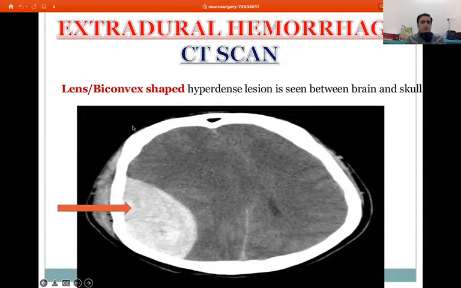It is considered lens-shaped, biconvex, because the dura is densely adhered at the suture sites in the skull. Here the blood clot is not able to cross the dural attachment of the suture, so it takes the shape of an extradural hematoma. It is considered life-threatening because it gradually increases in size, compressing the important structures of the brain and ultimately leading to death if not intervened in time.